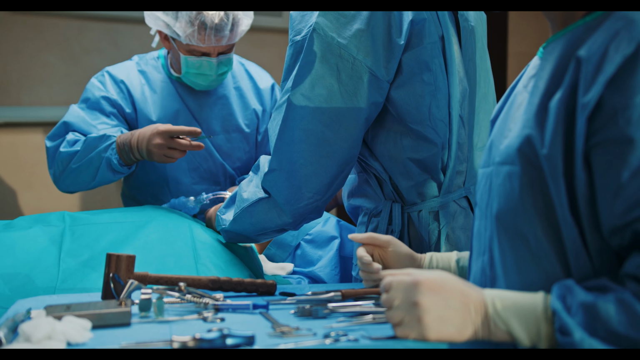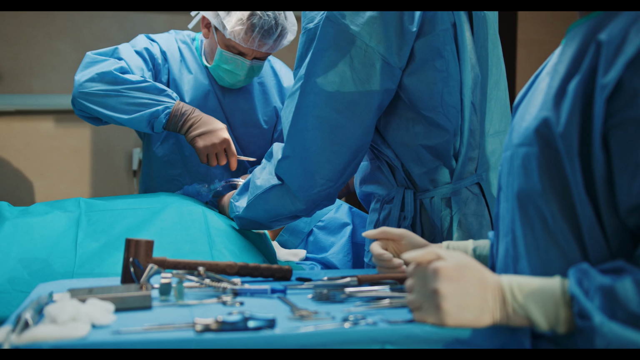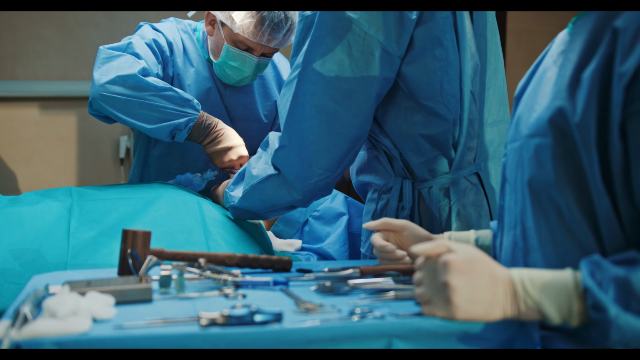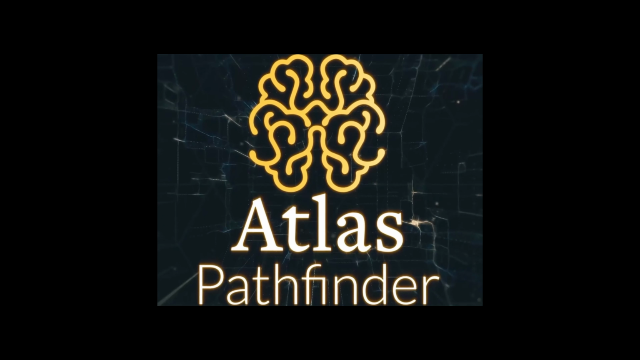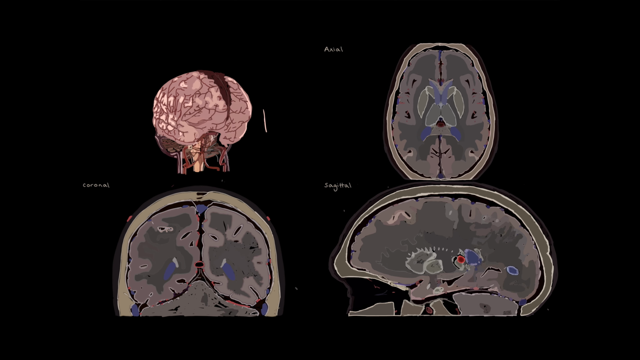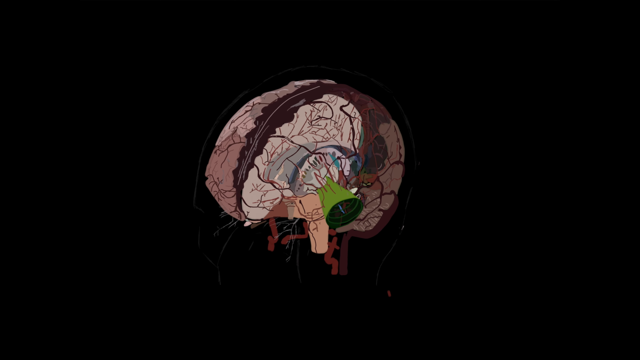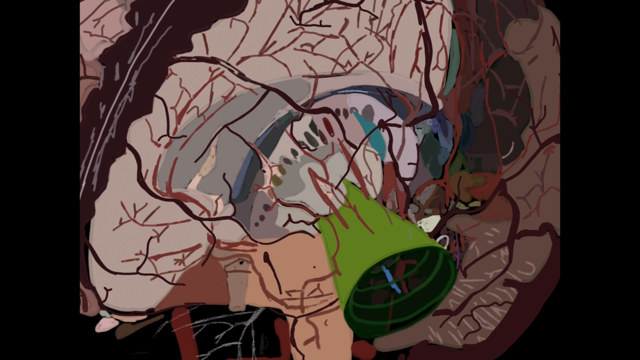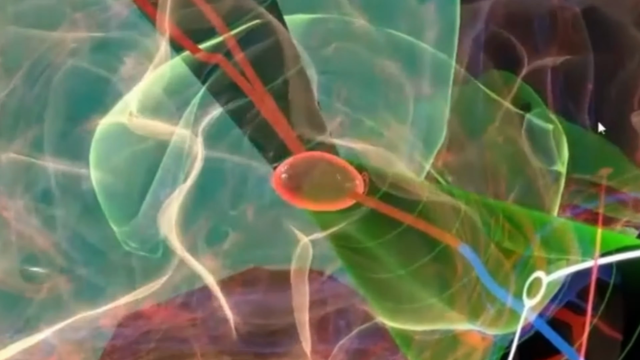In order to preserve function of the brain, the surgery must also minimize damage to healthy tissue. With technologies such as Atlas Pathfinder, surgeons can simply upload a scan of a patient's brain, and an AI will generate the optimal surgical approach to the lesion, such as a tumor, within the brain.